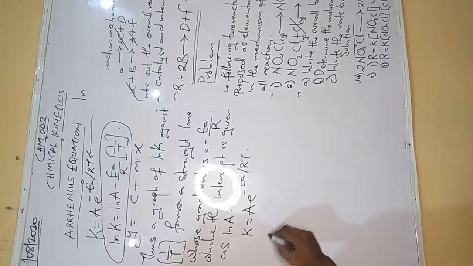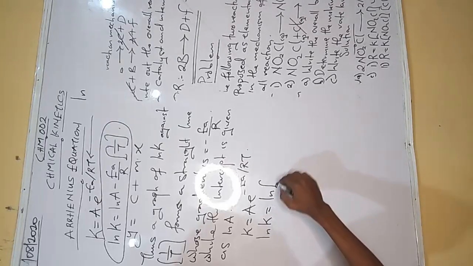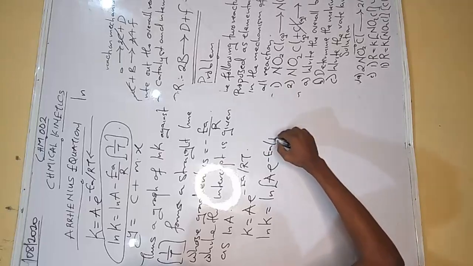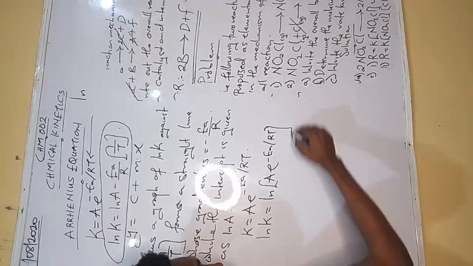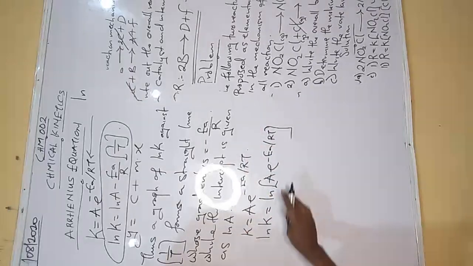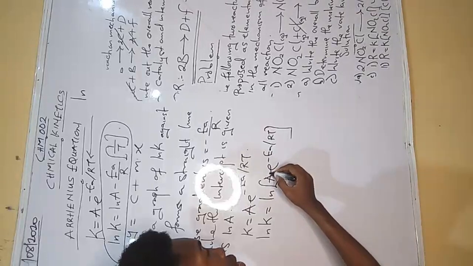So we are saying natural log k is equal to natural log of A e^(-Ea/RT). You took natural log of both sides: natural log of k, natural log of all this one. Now remember how you operate your logarithm. You know that this thing here is times in between.